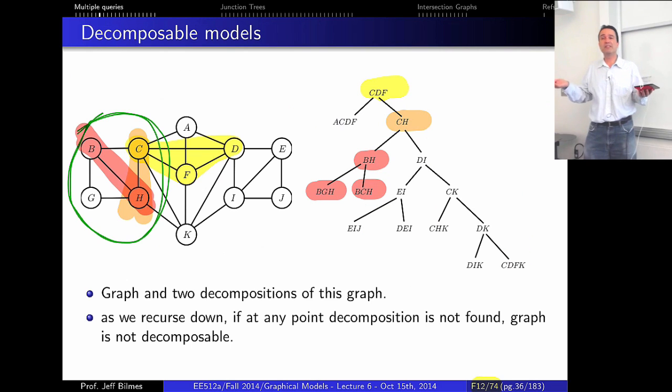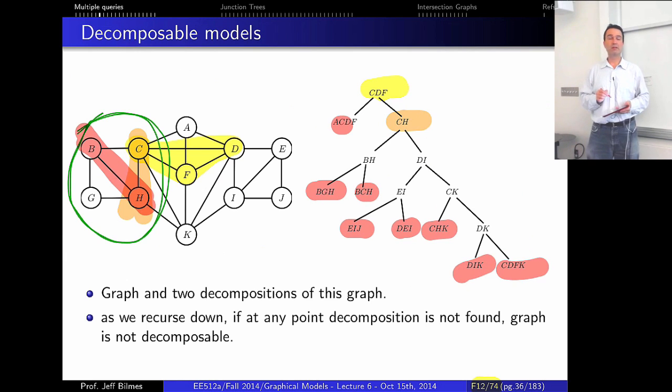So that's a decomposition. On the right-hand side, we've got what's called a decomposition tree for the left. And we can see that we get down to all of the leaf nodes, let's highlight them all in red. All the leaf nodes are cliques in the graph, and all of the non-leaf nodes, all of the non-terminal nodes in this tree, are separators, which are complete.